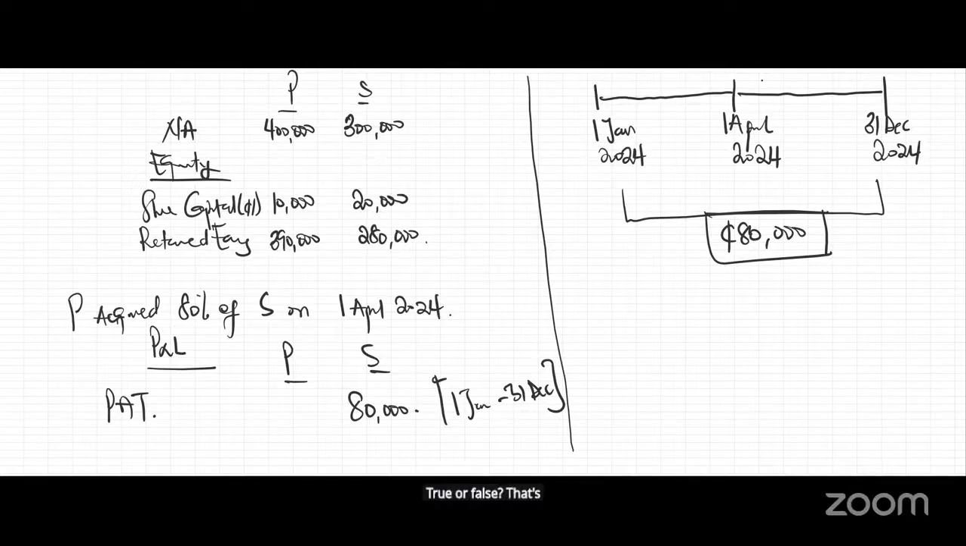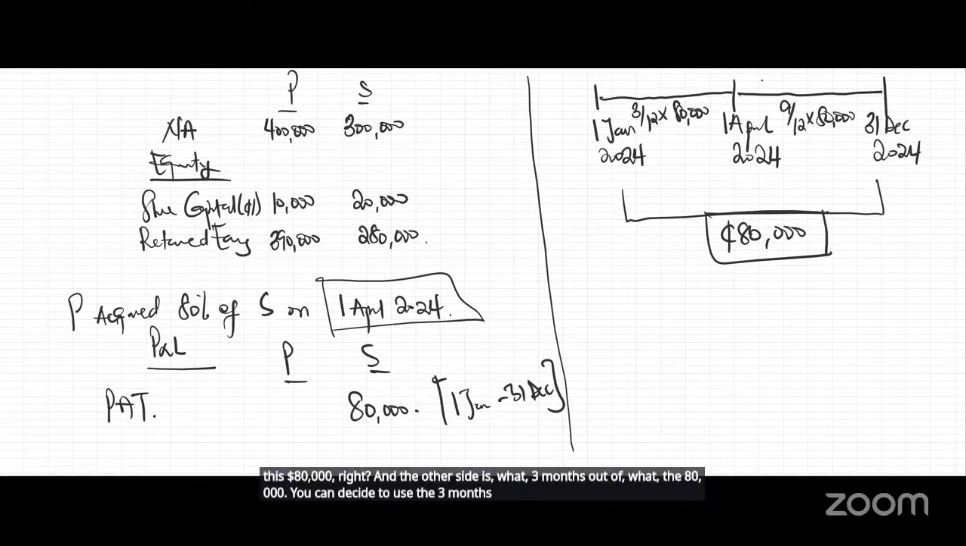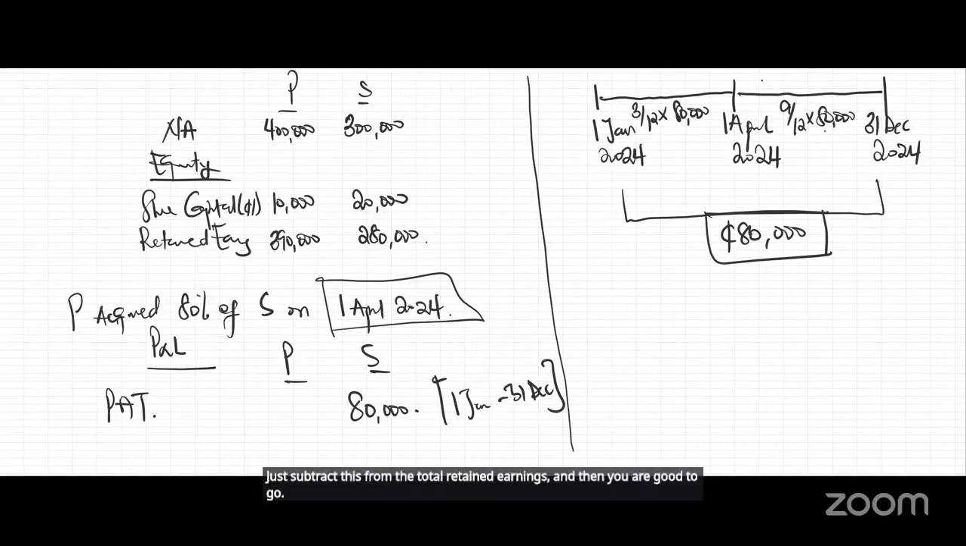That's all. So we are saying that if the whole thing, how many months acquisition is that? April to December, 9 months, right? In that case, we know the whole thing is 80,000. So here is 9 months out of the 80,000, and the other side is 3 months out of the 80,000. You can decide to use the 3 months and add to the opening retained earnings, but it's stressful. Just subtract this from the total retained earnings, and then you are good to go. Let's see how that works.